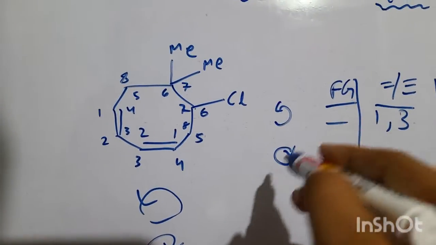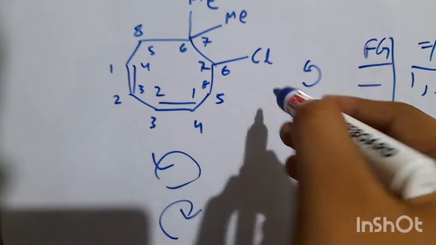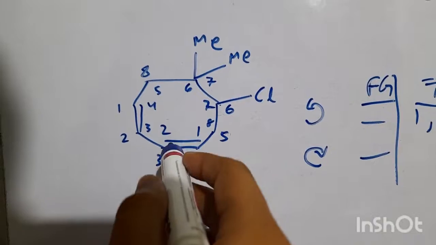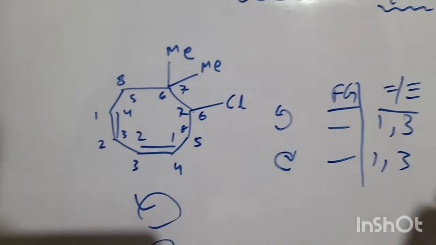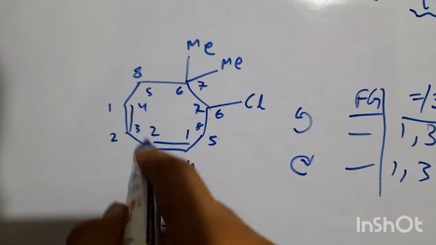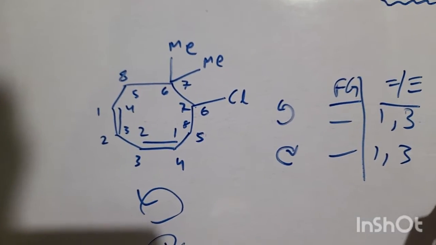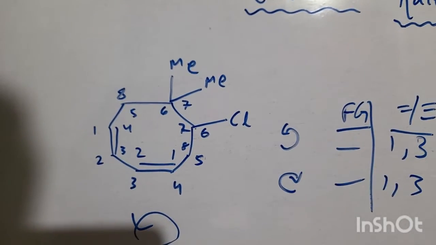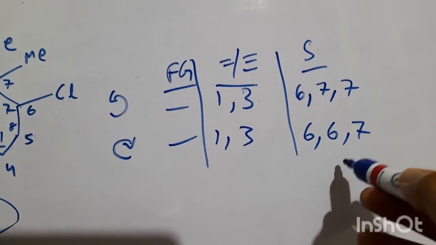The next possibility is clockwise. If we go clockwise from here, what is the first functional group? None. What is the first double bond? It's 1 comma 3, the first and the second, 1 comma 3. Let's talk about the substituents, shall we? 1 2 3 4 5 6. The first substituent comes at 6, the second substituent also comes at 6, and the third substituent at 7. So 6 6 7.